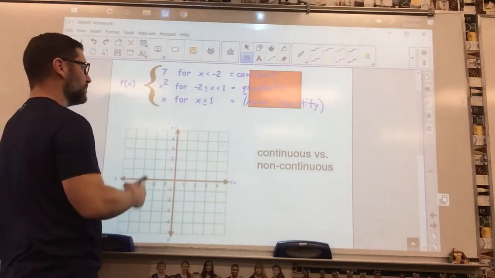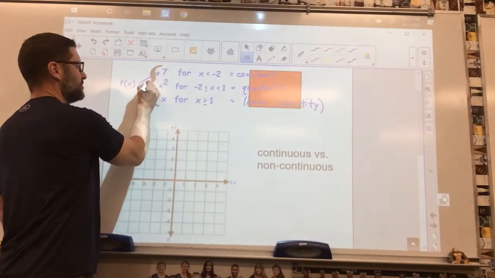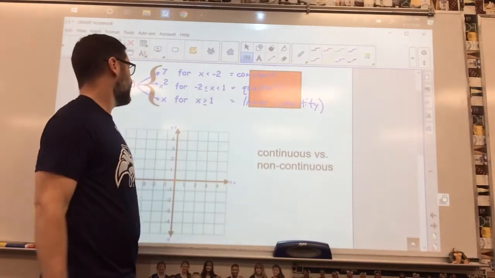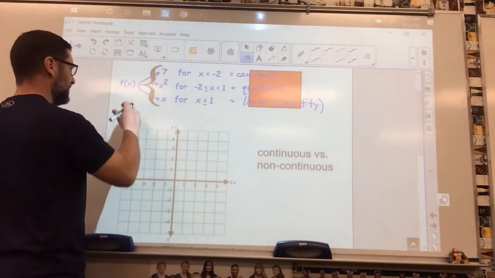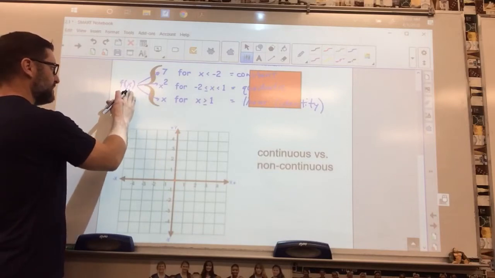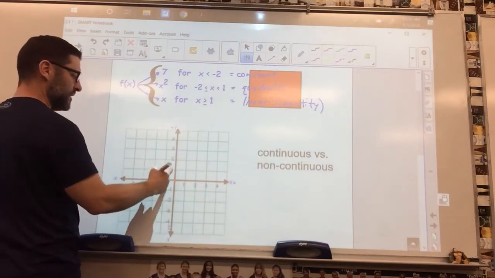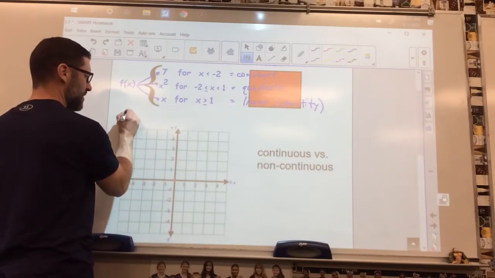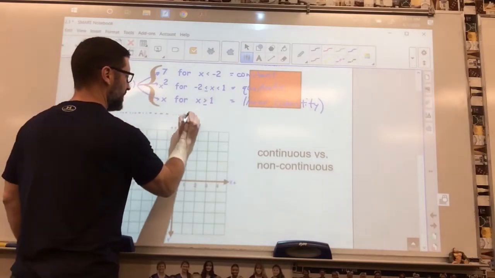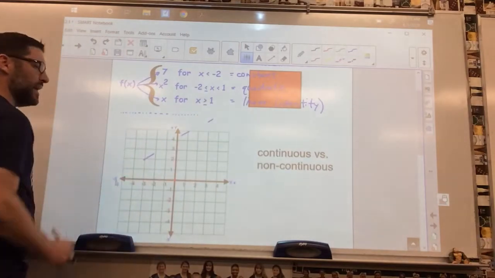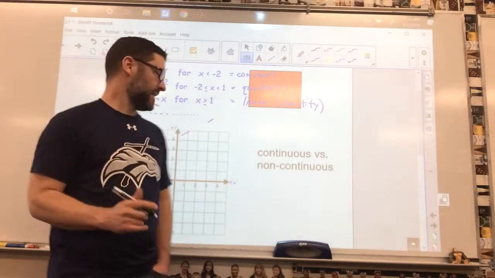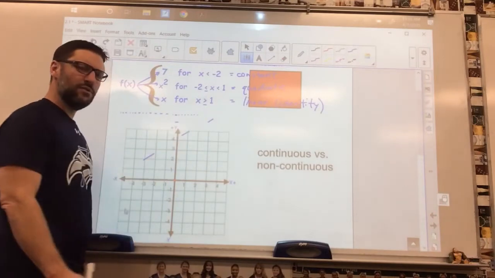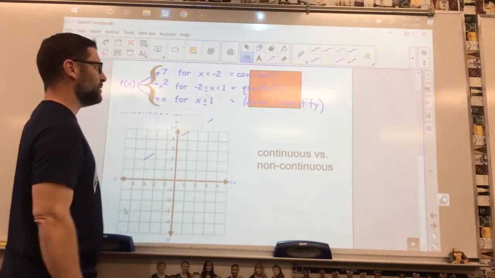So f of x equals 7. There are actually 3 chunks to this graph. Chunk 1 is f of x equals 7, and that's the same as saying it's constantly 7. 1, 2, 3, 4, 5, 6, 7. So if I was going to draw that in, I would draw in a line right there. That's a y equals 7 line, a lazy line at 7. And what we do for a piecewise graph is we chunk it up into pieces.